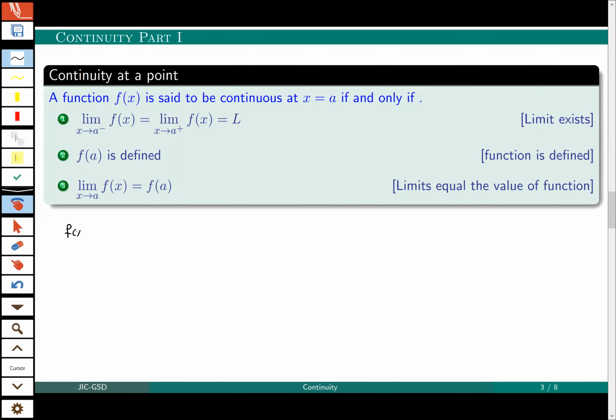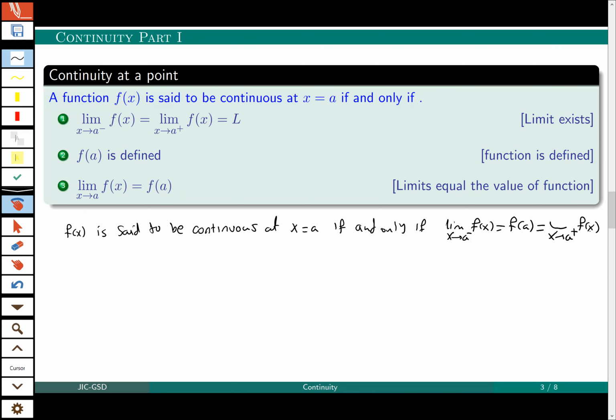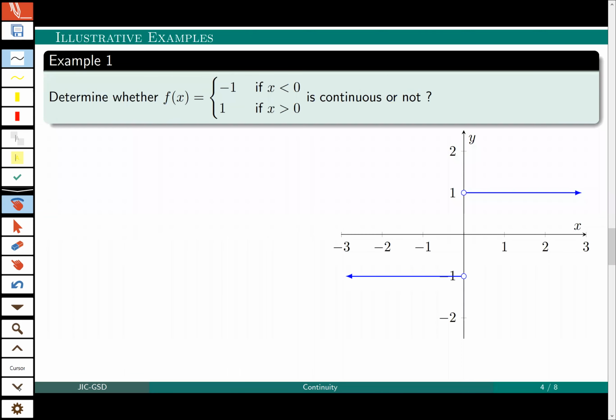We could say f of x is said to be continuous at x equal to a if and only if the limit when x goes to a from the left equals the value of the function at a, equals the limit when x goes to a from the right. Both conditions are okay.